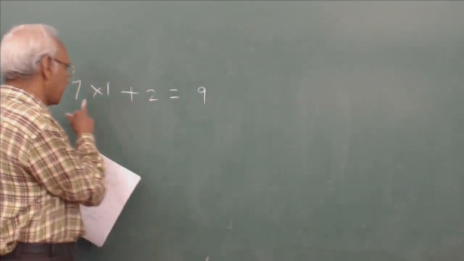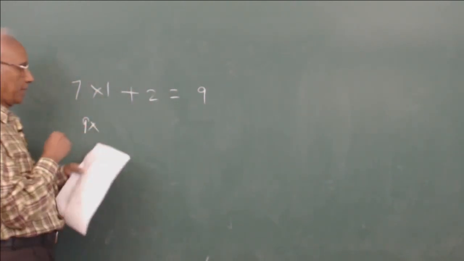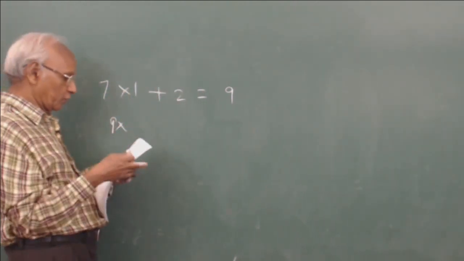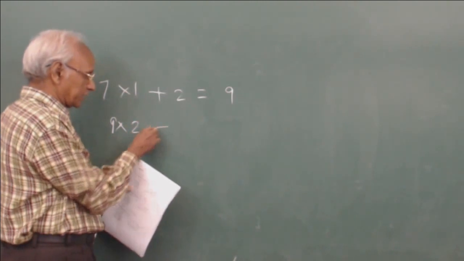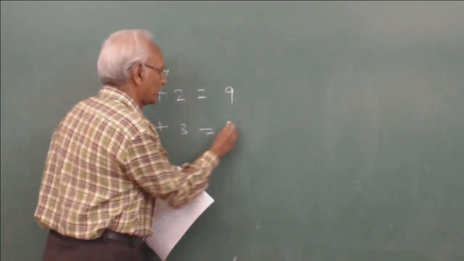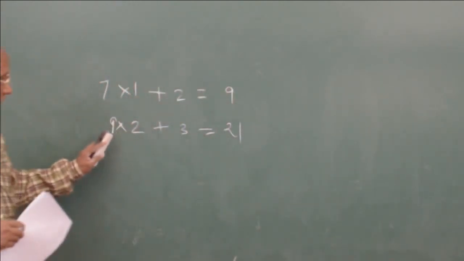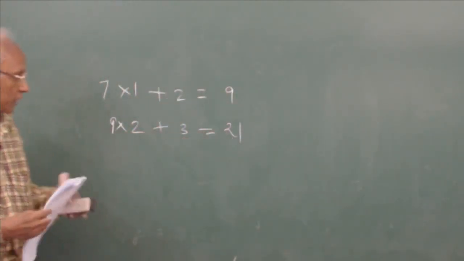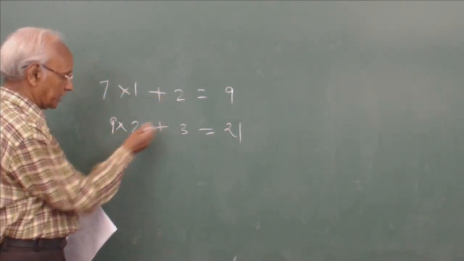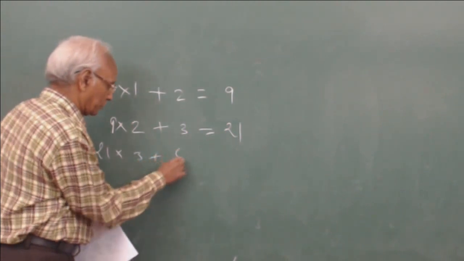So for example, 7 into 1 plus 2 is 9. Then you have to take 9 here. Then how will 21 come? For that you can try combinations. You can write 9 twos are 18 plus 3. That gives 21. This will give you an idea. 7 into 1 plus 2 is 9. 9 into 2 plus 3 is 21. So as you see, 1, 2, 2, 3 comes. So possibly the next one will be 21 into 3 plus 4. Is it working out?